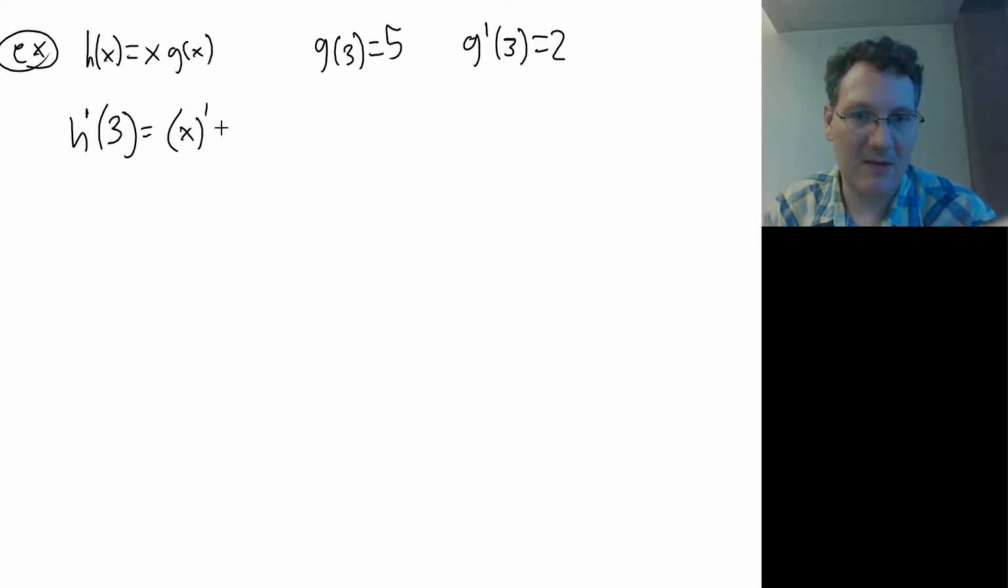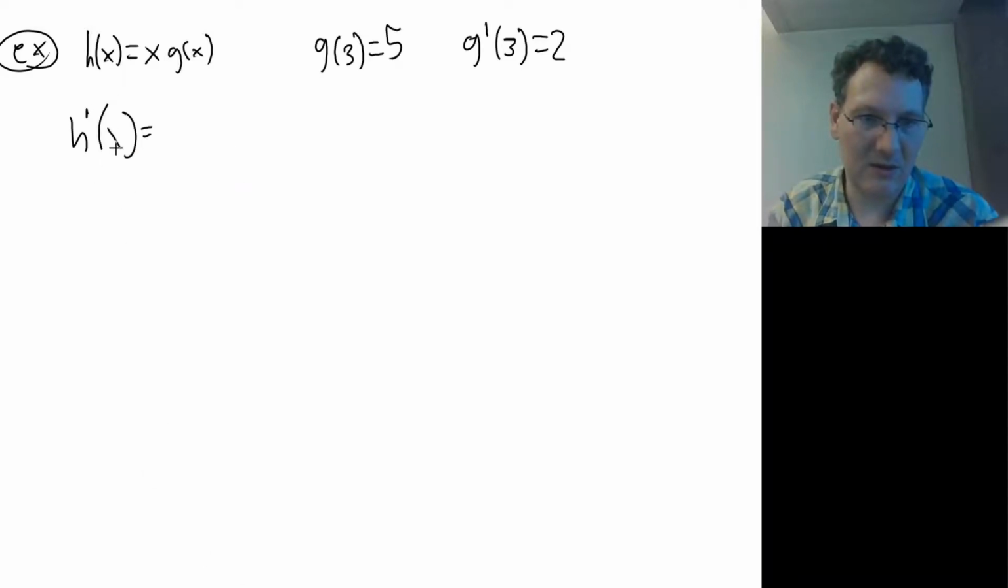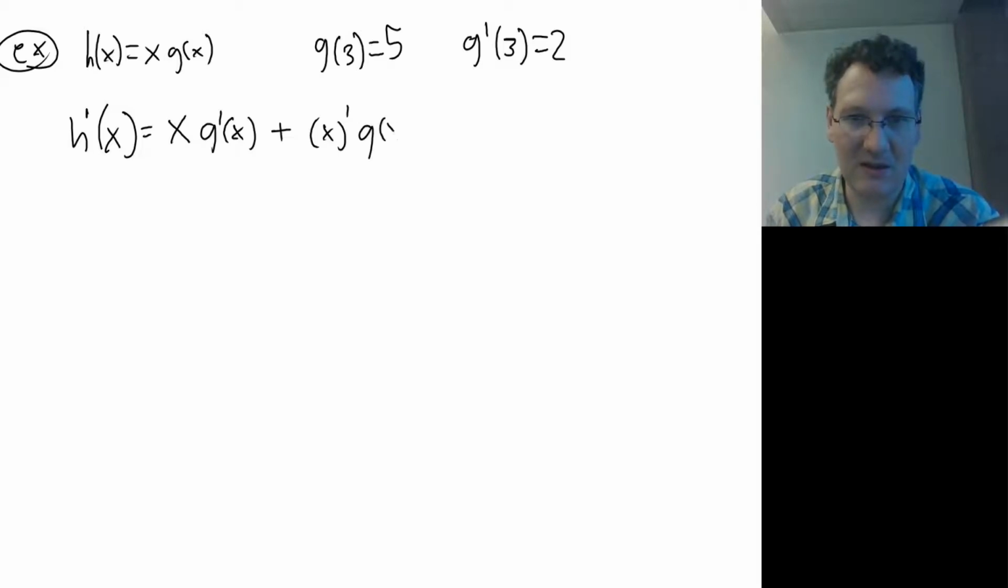Let me put this another way. Let's just write out what would be h prime of x, just generally. It's going to be x times g prime of x plus x prime, the derivative of x, which we know is 1, times g of x. Let's clean this up a little bit. x g prime of x plus 1 times g of x.